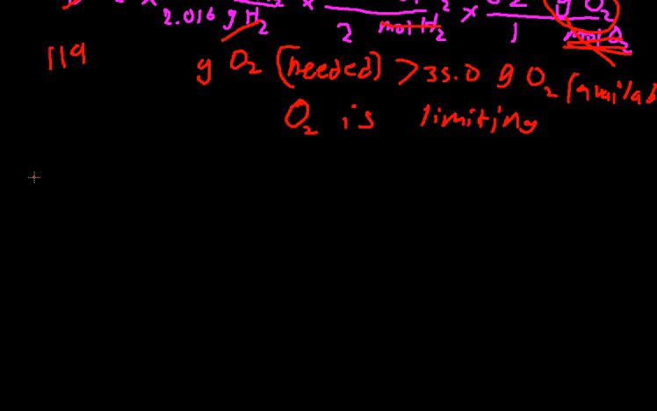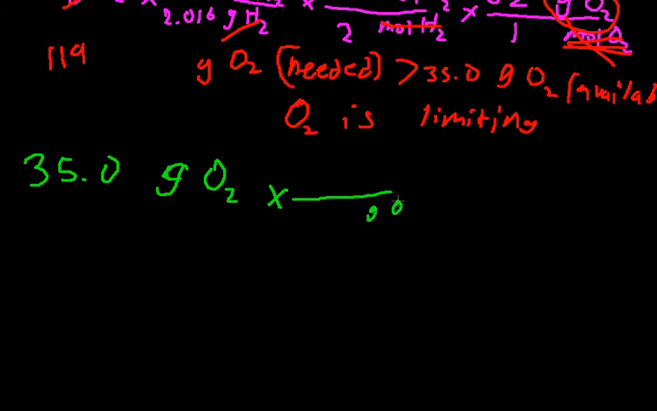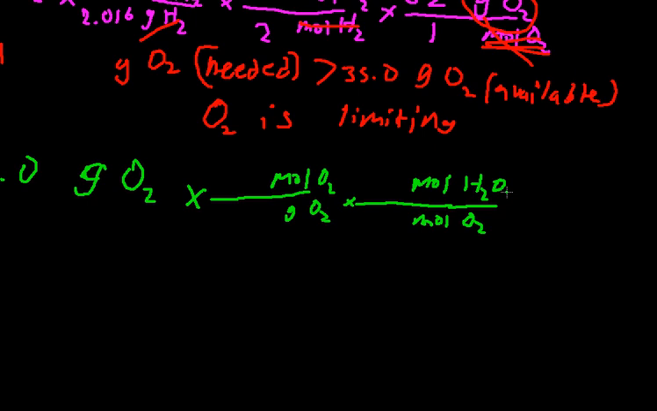We can now take the 35.0 grams of oxygen that we have, and we can convert grams of oxygen into moles of oxygen, into moles of water, and the last thing is moles of water into grams of water. So we can fill in 1, 1, 2.